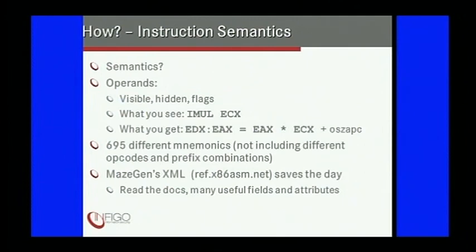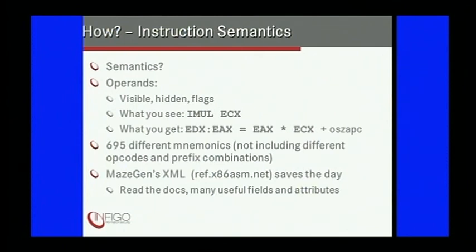So instruction semantics is useful, not just for deobfuscation, but for taint analysis. Each instruction has several operands that are visible on the screen. There are numerous operands that are hidden, and there are flags that are not shown when you use this assembly listing. So, for example, you have mul ECX, and on the screen you just get that the instruction taints the ECX register. But this is not true. It taints not only ECX but EDX, EAX, and all the mentioned flags.